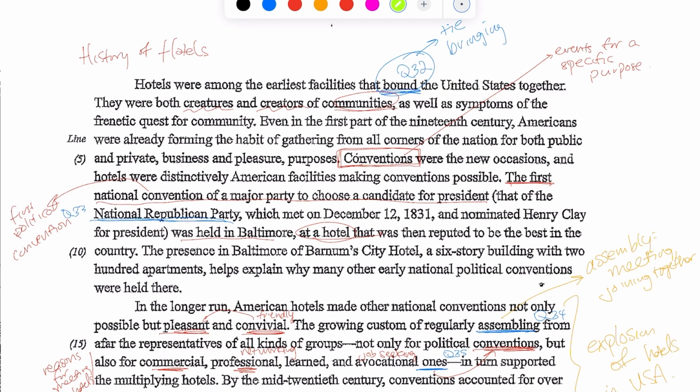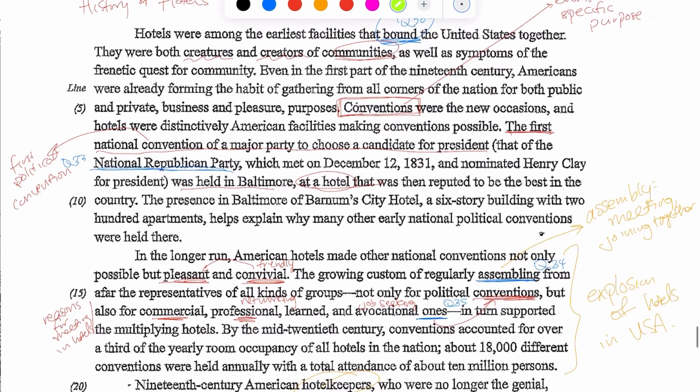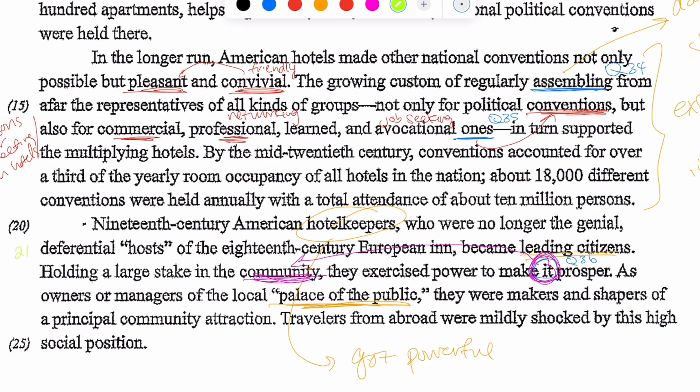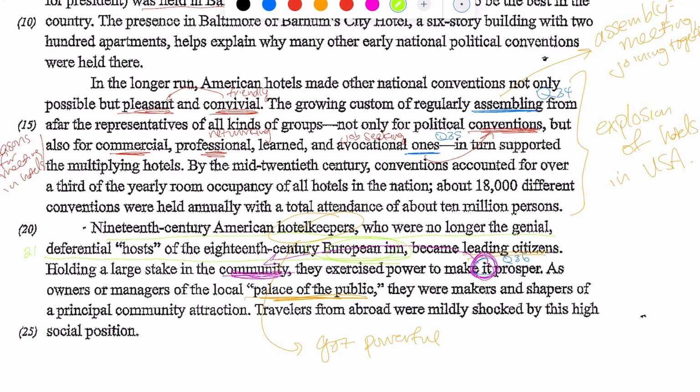These early hotel keepers here were probably European immigrants, because we can see this referred to in line 21. The 19th century American hotel keepers were no longer the genial, old, deferential hosts of the 18th century European inn. So they used to be just regular European immigrants who used to keep an inn, which is like a really, really small hotel with a couple rooms, and then they became these leading citizens. So this is in line 20 to 21.